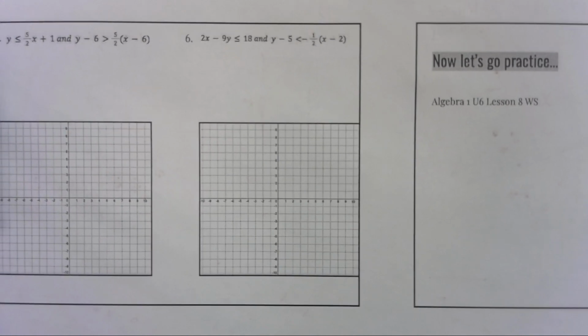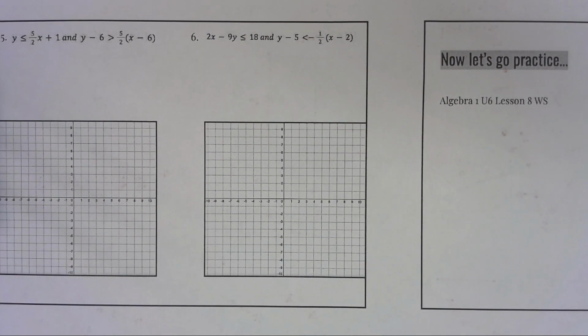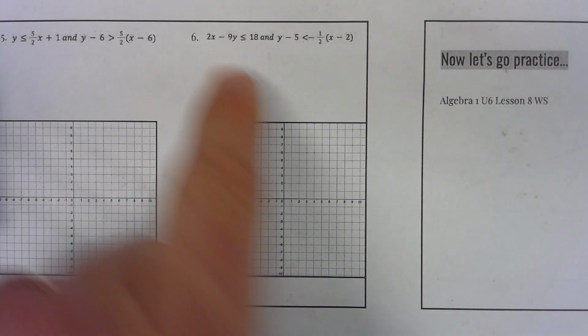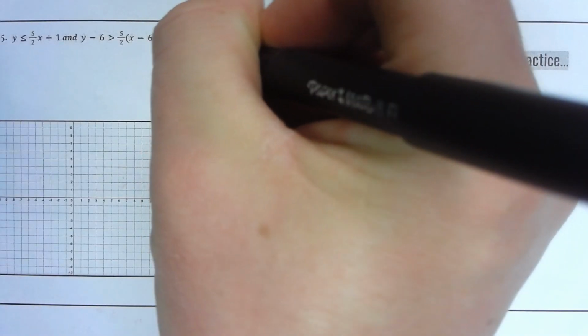All right, let's do 6. That way we can talk through the standard form because that's, again, the one equation a lot of students are still having trouble with. All right, so 2x minus 9y being less than or equal to 18. I'm going to work to get y by itself. So I'm going to subtract 2x. I get negative 9y is less than or equal.